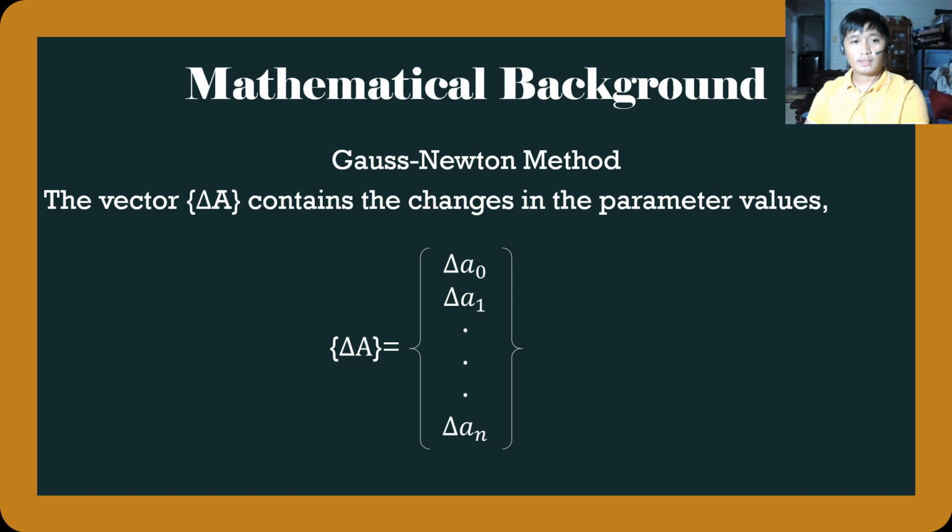Vector delta A contains the changes in parameters. So these are delta A sub 0 to delta A sub n.